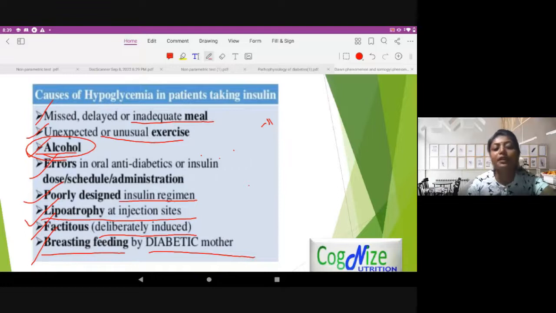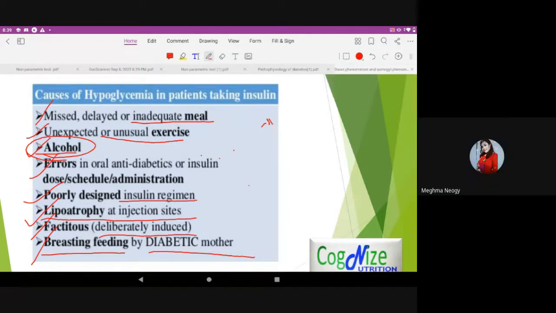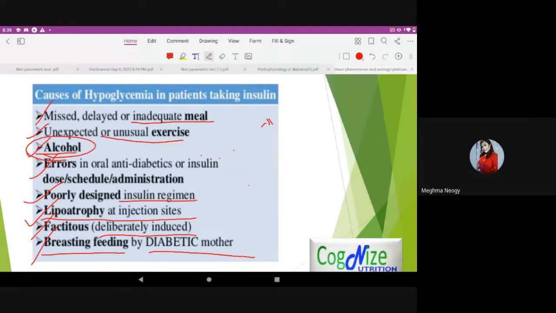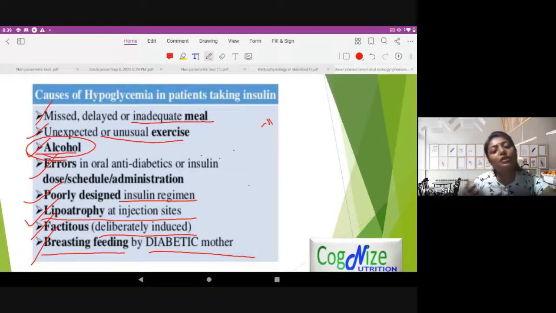Breastfeeding mothers. Breastfeeding means that the woman has to produce lactose, right? The mother will definitely produce lactose. Now, how is lactose produced in the body? Glucose plus galactose, with hormonal control. Which means your body is already utilizing the glucose which is present. So the glucose which is already available, your body is utilizing in order to produce lactose. So lactating mothers will definitely have higher chances of developing hypoglycemia.